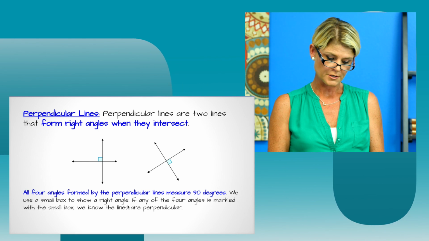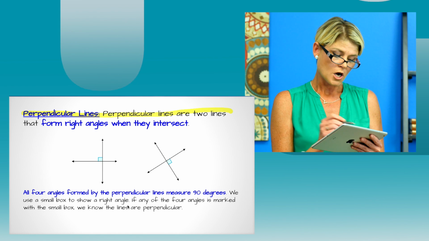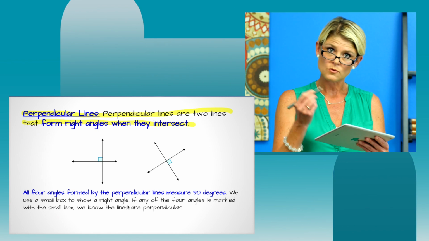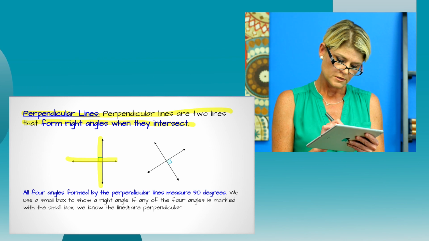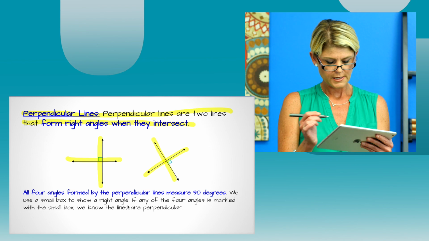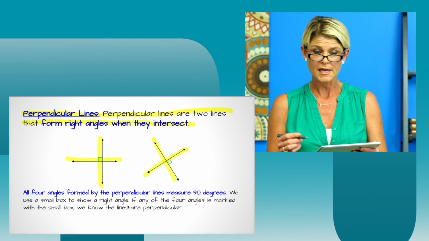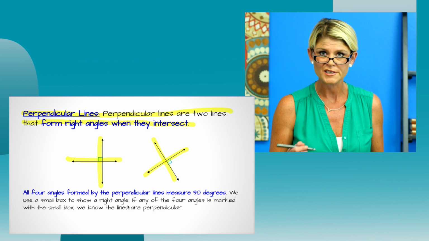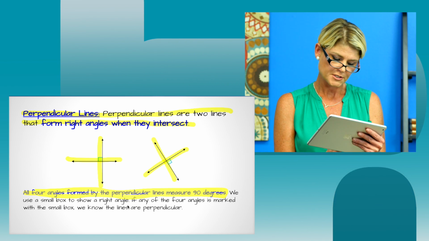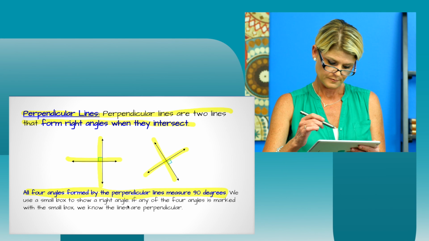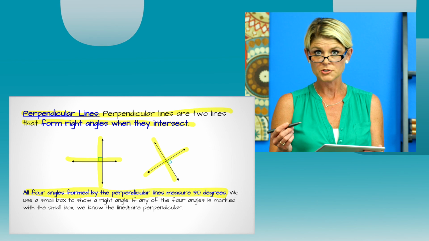And finally, perpendicular lines. Perpendicular lines, highlight that, are two lines that form right angles when they intersect. And here are some examples of perpendicular lines. Down and across, diagonal, diagonal. However you place it, they both create 90-degree angles. Therefore, these lines are called perpendicular. All four angles formed by the perpendicular lines measure 90 degrees. And again, remember when you see that little box, you know that it's indicating that there's 90 degrees in that angle.